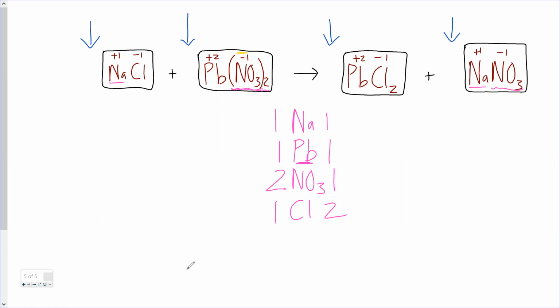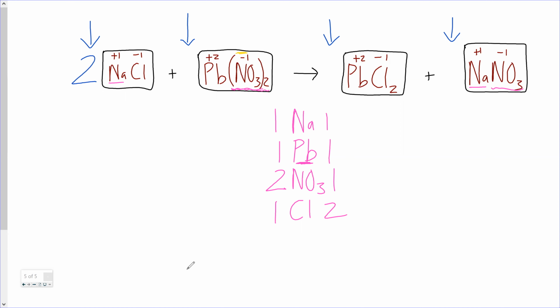It doesn't matter if we do the nitrate or the chlorine first. Joe, which one would you like to do? Nitrate or the chlorine? Chlorine. He wants to do the chlorine. So we have 2 chlorines on the right side. We need to get 2 on the left side. What should we do to get 2 on the left side? John says, let's put a 2 here.